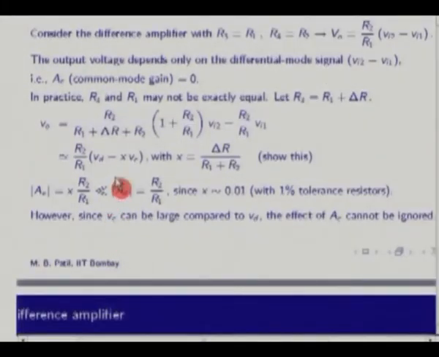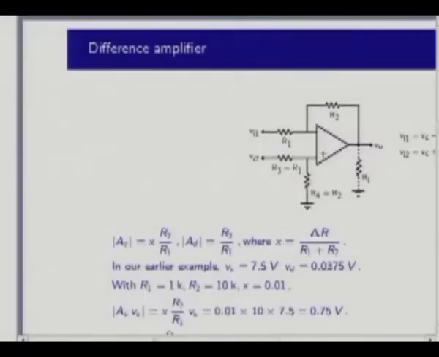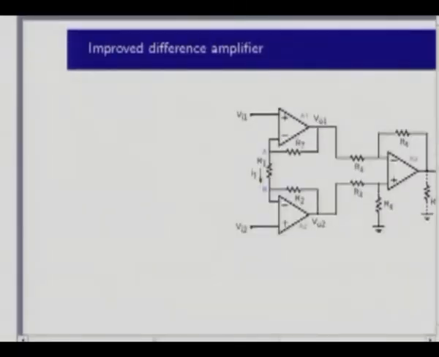Now, what is the key? The key is that this Vc is much larger than Vd, and therefore even if this x is small, this term and this term actually could be comparable, and that is a problem. What you would think is a purely differential mode output will be corrupted by this common mode term, and we don't want that. So let's just take a look at some numbers. Let's look at this specific example.